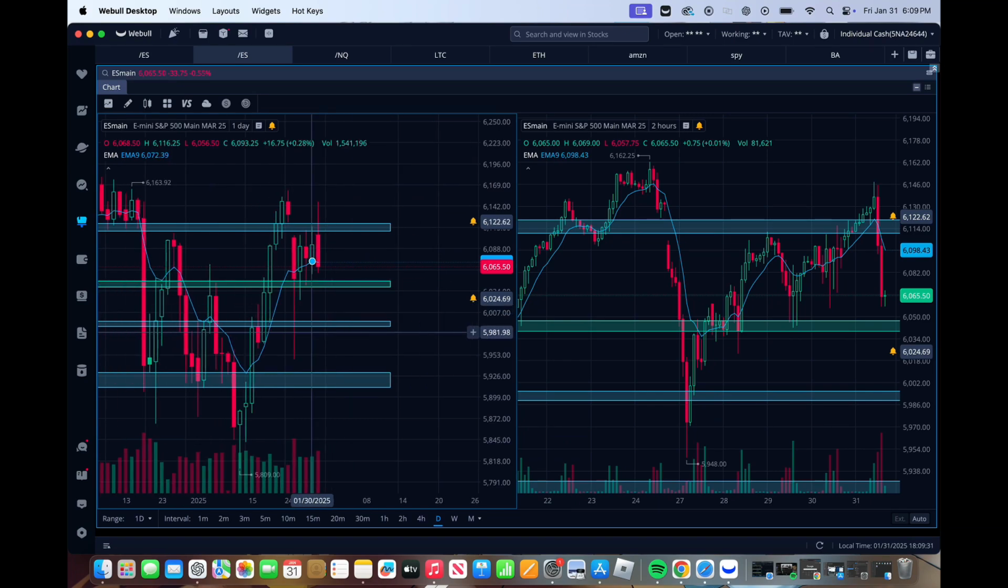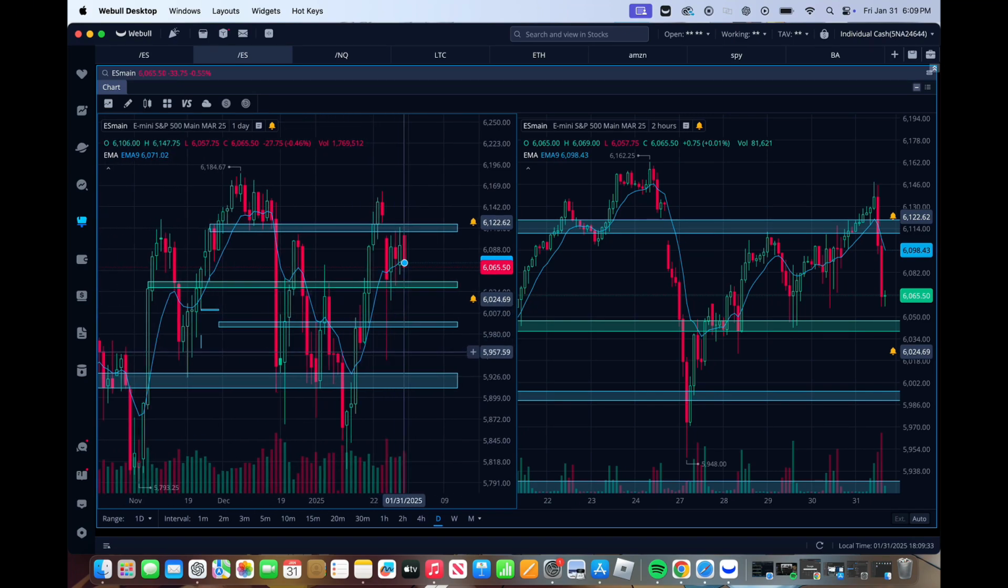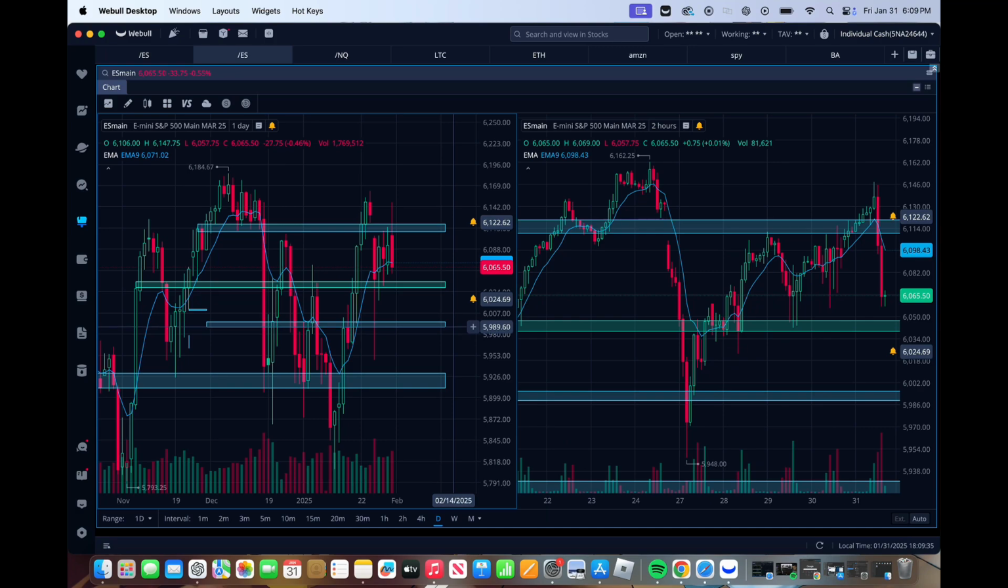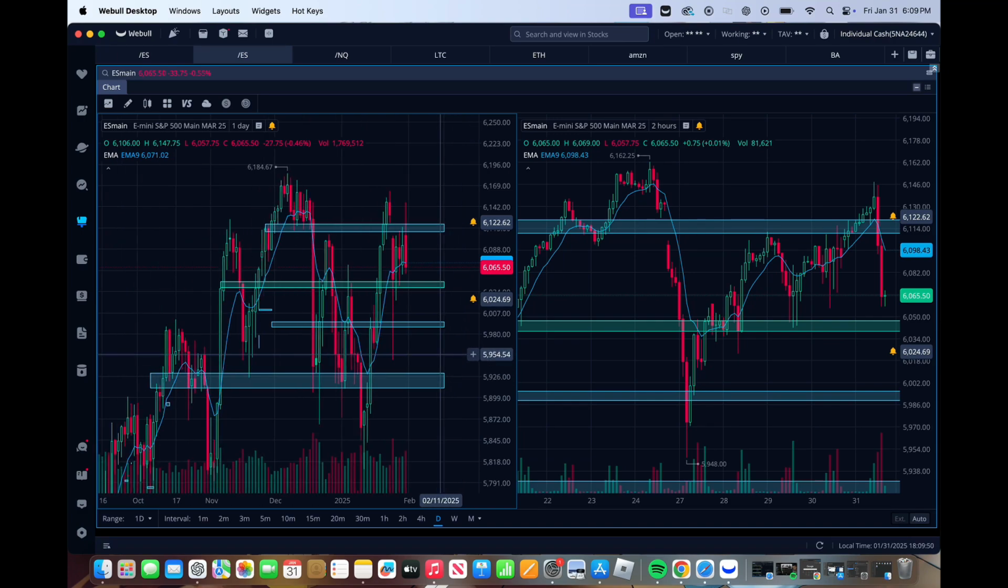As for the other zones that I have here on my chart, these are just some other basic support lines that if we do lose 60.50, 60.40, we could go all the way down to 59.97, and break that, we could go to 5,900 on the ES, and that's just about it.